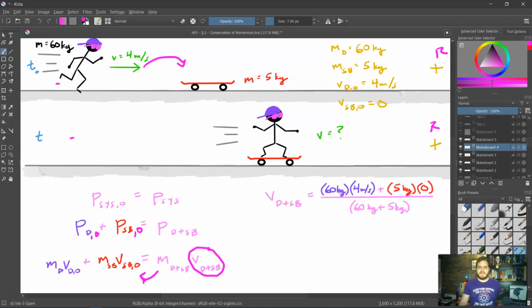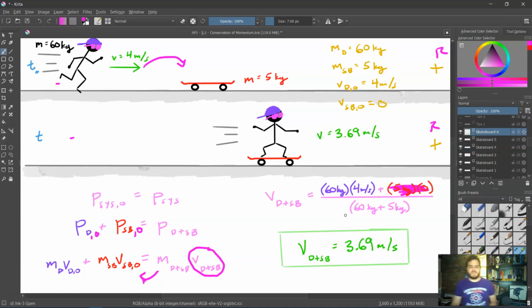So I'm going to go ahead and set that up. I'm going to get 60 times 4. The mass of the skateboard initially is 0, so I don't even need that. Divided by 65, and we solve and get an answer of 3.69 meters per second. And this makes sense, because initially, the dude is moving at 4 meters per second, but he transfers some of his momentum to the skateboard so that they can move together. And for that to occur, he will have to slow down.